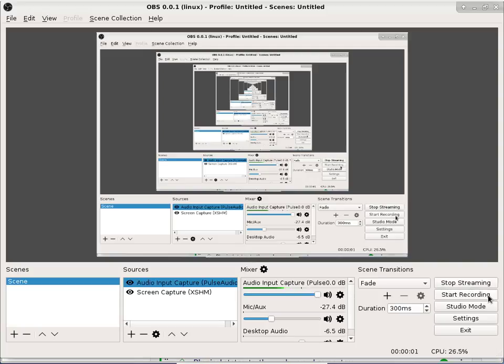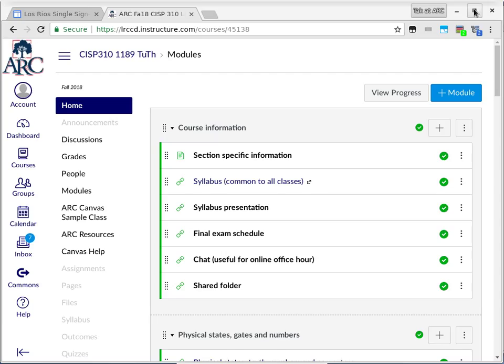The second button is start recording. So what I'm doing right now is I'm streaming everything that you see on the projector and my voice to YouTube. All right, so let me minimize this.